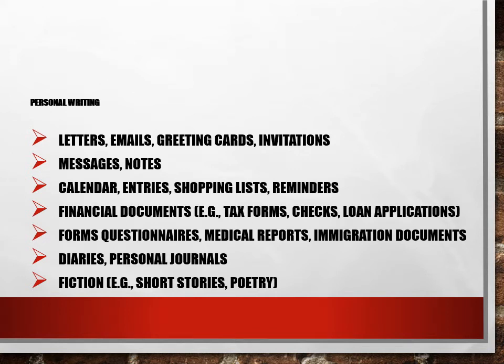Third point is personal writing. Personal writing consists of 7 points. First, letters, emails, greeting cards, invitations. Second, messages, notes. Third, calendars, shopping lists, reminders. Fourth, financial documents and so on. Fifth, forms, questionnaires, medical reports, immigration documents. Sixth, diaries, personal journals. Seventh, fiction.